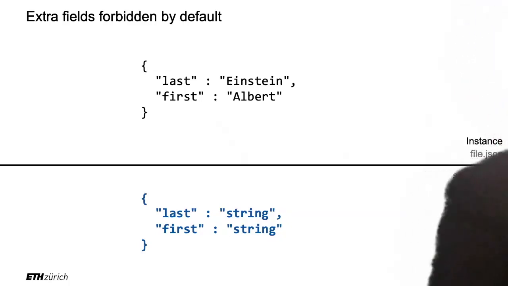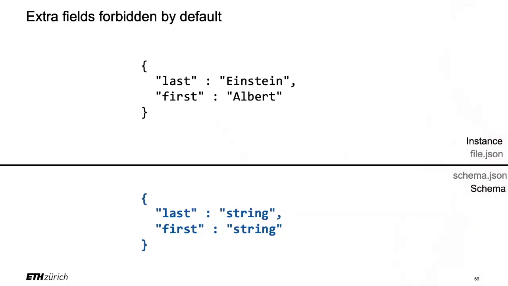Now, extra fields are forbidden by default, meaning you cannot have anything extra. In that case, you have last, first, but if you had middle, then that wouldn't be allowed.